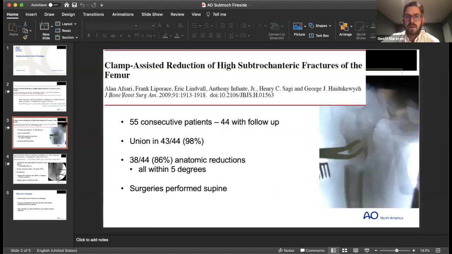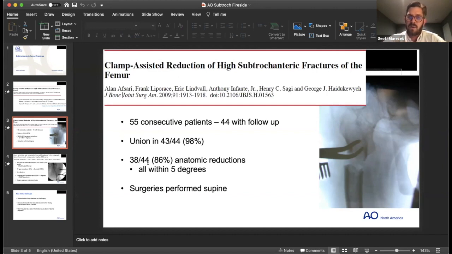So, this first paper, Dr. Afsari's paper, they had 55 patients, 44 of those had follow-up, so about 80%. And all but one of those patients who followed up had union. The technique was basically taking a clamp and sticking it in through a percutaneous incision, and then using that clamp to bring the fragment down out of flexion and out of varus into neutral alignment and valgus. And then through there, they would perform their nailing.